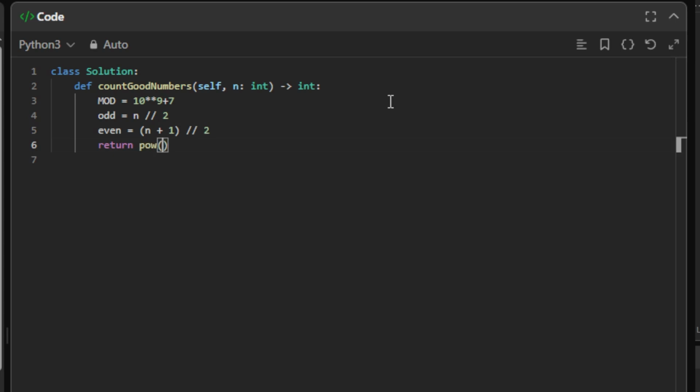In Python you can write it like this: 5 to the power of our even numbers, modded, times 4 to the power of our odd numbers, modded, and we want to mod this one more time, and yeah, that's it. So this should be the final answer. Let's see if we get an error.